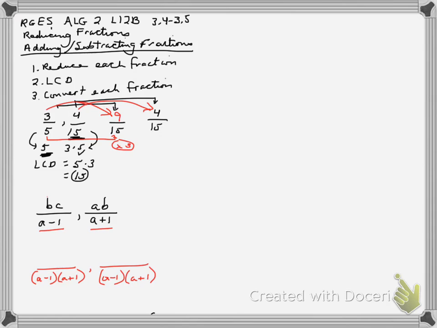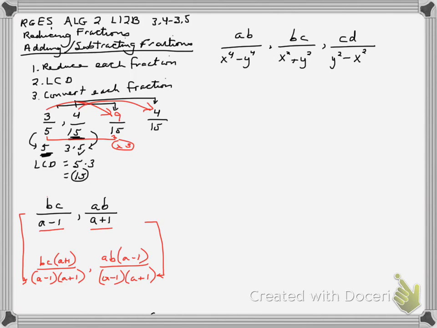To convert the first fraction, I already have the a minus 1, so I need a multiplier of a plus 1. So in the numerator, take a multiplier of a plus 1. And now for my second fraction, I already have the a plus 1, and I need a multiplier of a minus 1. So in my numerator, take a multiplier of a minus 1. And really, you can leave your answer just like that. Okay, one more example here on this set.